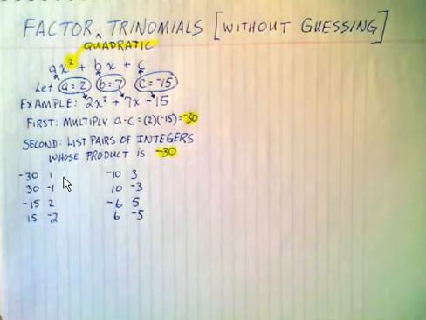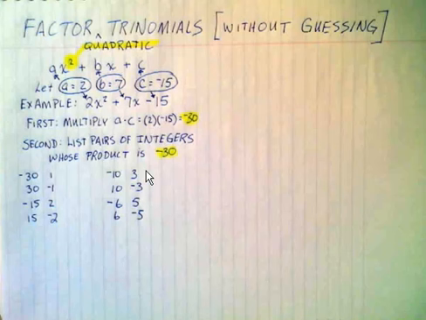1 is always a factor of every whole number or integer. 1 times negative 30 is negative 30. Negative 1 times 30 is negative 30. Go one bigger than 1. That's 2. Is 2 a factor of negative 30? Yes. 2 times negative 15 is negative 30. Negative 2 times 15 is negative 30.